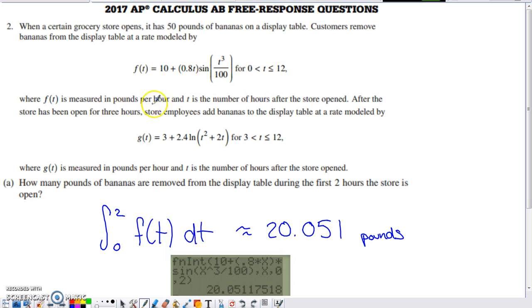F of t has units of pounds per hour. T is measured in hours after the store opens. After the store has been open for 3 hours, store employees start adding bananas to the display at a rate modeled by g of t. Now this only holds from 3 to 12, right? It doesn't start until 3 hours into the day when they start restocking the bananas. And then it's got the same units as f of t, measured in pounds per hour. T is measured in hours after the store is open.